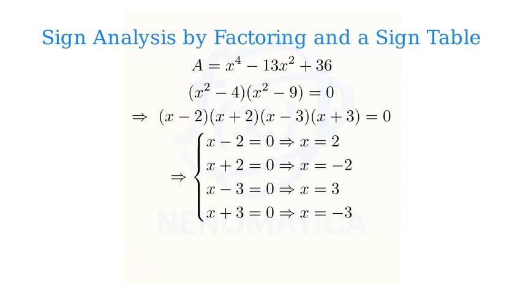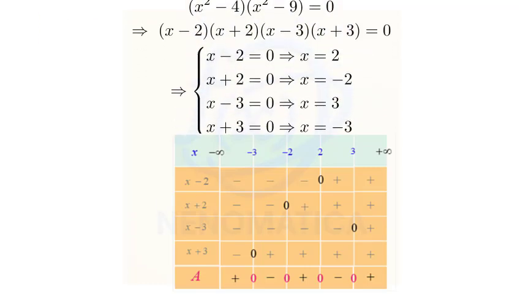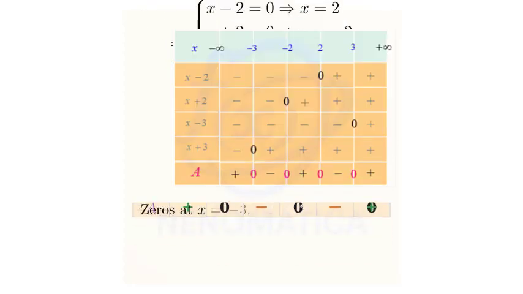To complete the structure, we construct a sign table. The columns will be the x markers negative infinity, negative 3, negative 2, 2, 3, and positive infinity. The rows will be x minus 2, x plus 2, x minus 3, x plus 3, and finally A, the product of all four factors. We will fill the zeros at the roots and determine signs on the intervals between them from the factorization.